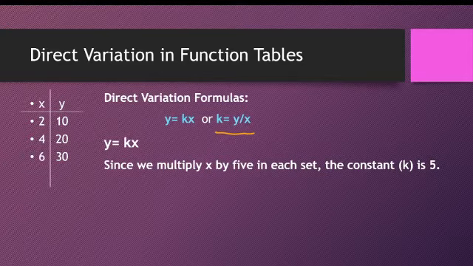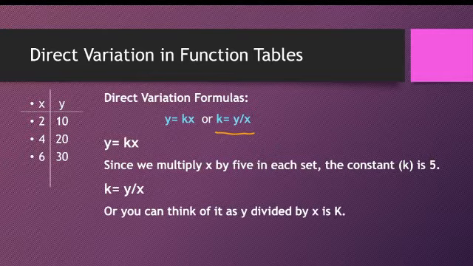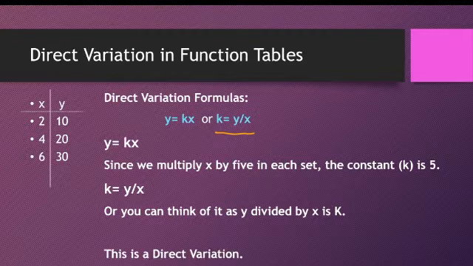So, yun yung constant natin. Our constant formula is k is equal to y over x, or you can think of it as y divided by x is k. So, we can consider this as direct variation if they have a common ratio. When we say common ratio, gagamitin lang natin itong formula for the constant that when we divide y to x, dapat same yung makukuha nating ratio.